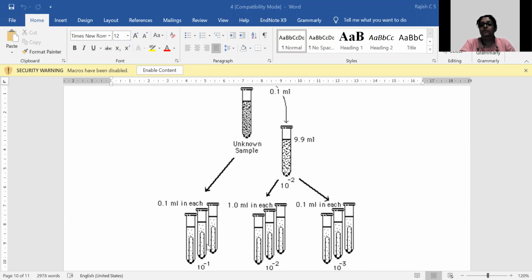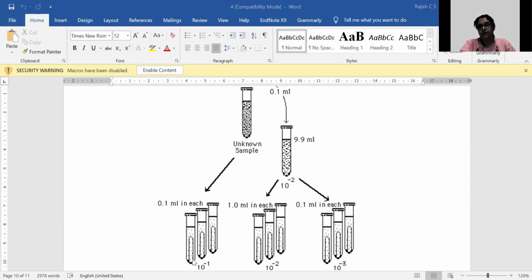Here, that is one of the major differences. We have the Durham tubes inverted in here. If there is any gas production happening, if we are looking for bacteria which have the ability to produce gas during the fermentation process, then that gas will be collected in here, and that can be visualized.